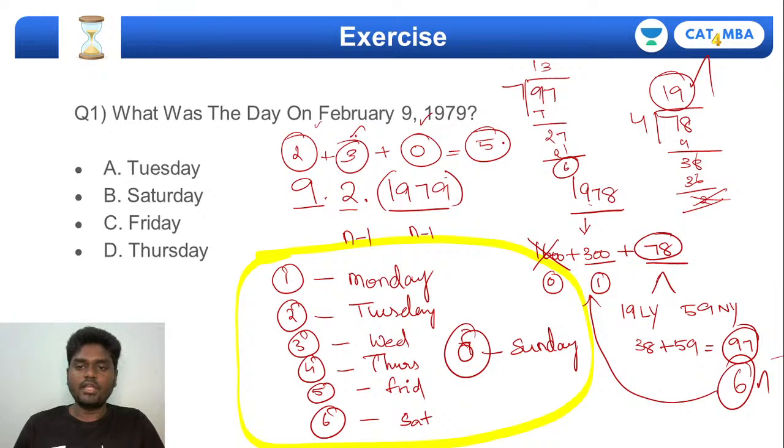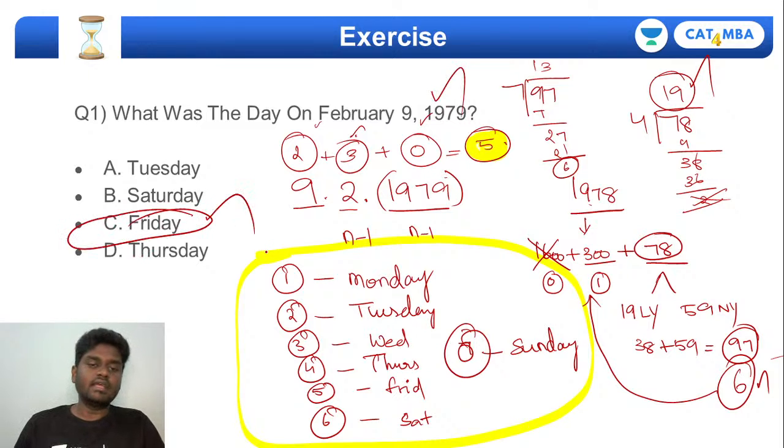Nothing to complicate. So how many odd days have you got for the given question here? You have got the number of odd days to be 5. So if it is 5, what will be the exact day for the given date? Then it's going to be option C, ultimately Friday. So what was the day on Feb 9, 1979? It's going to be ultimately Friday.